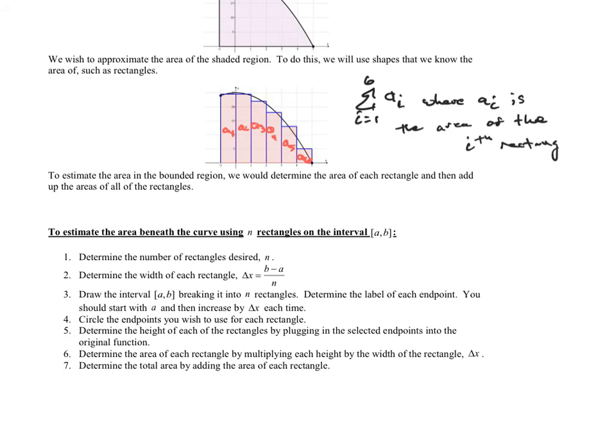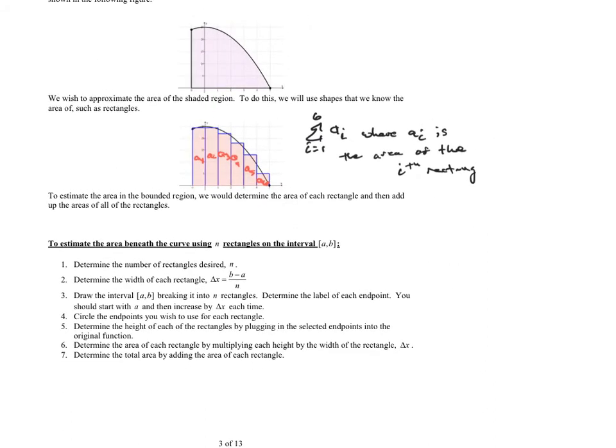It says we wish to approximate the shaded region. To do this, we will use the shapes that we know the area of, such as rectangles. To estimate the area in the bounded regions, we would determine the area of each rectangle and then add the areas of these rectangles together. So we already talked about that. So how are we going to estimate the area?